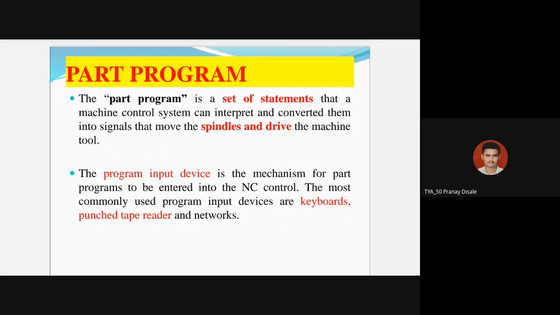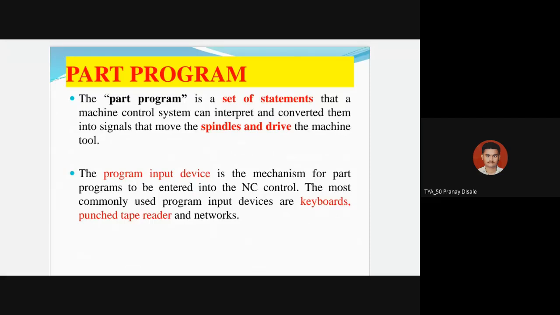According to our part program, it is nothing but the input. A set of statements is followed by the controller, and the controller passes those instructions to the machine. The machine or process equipment has different spindles and different drives. According to your input, they will follow the action.